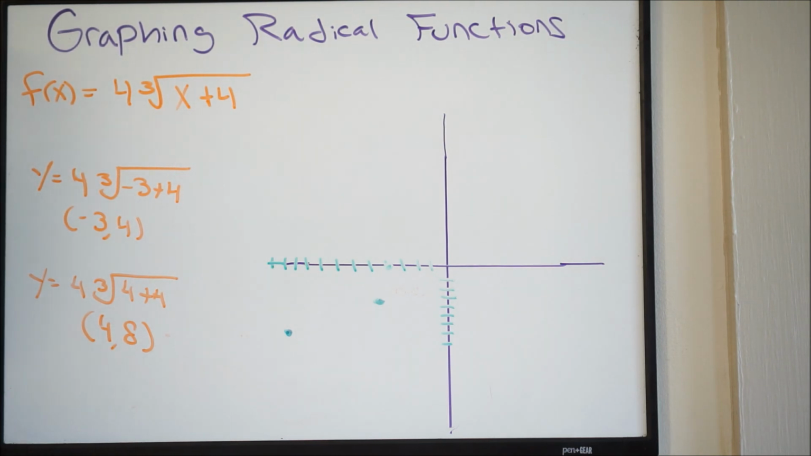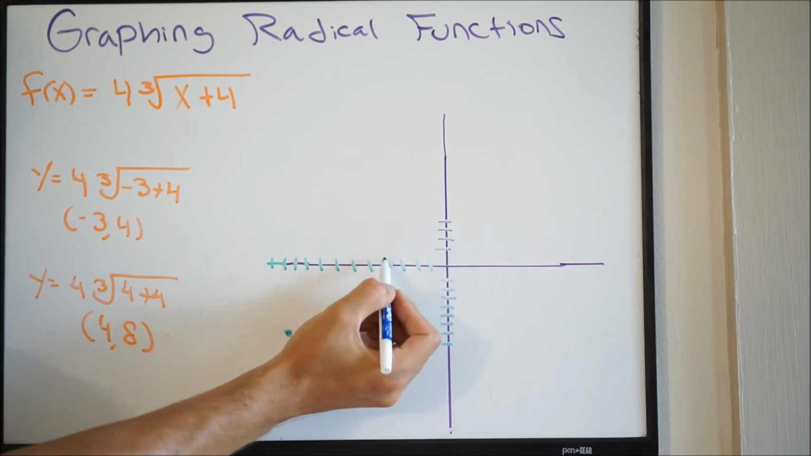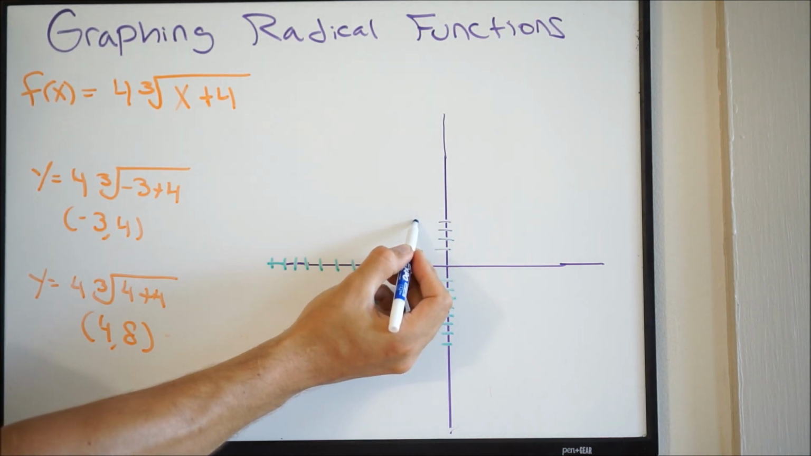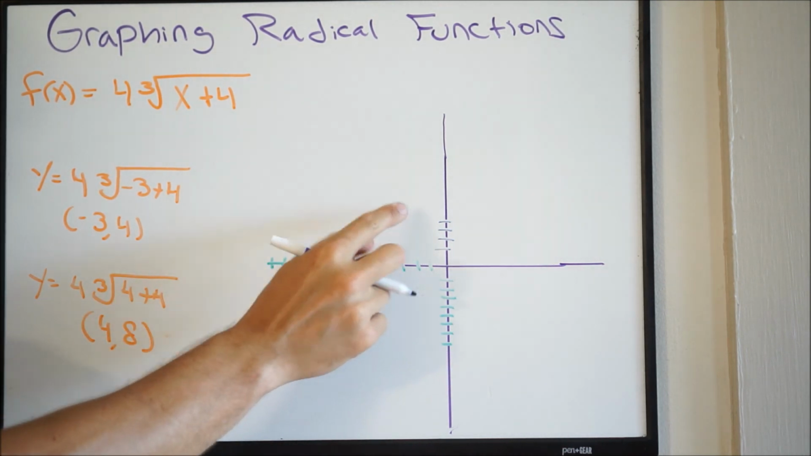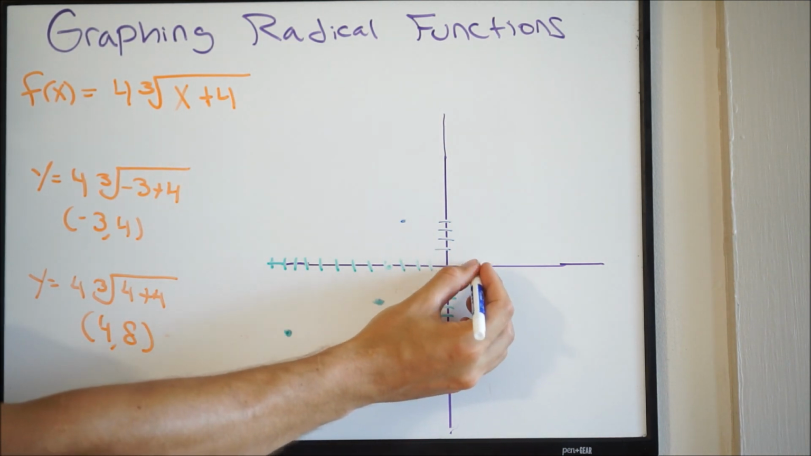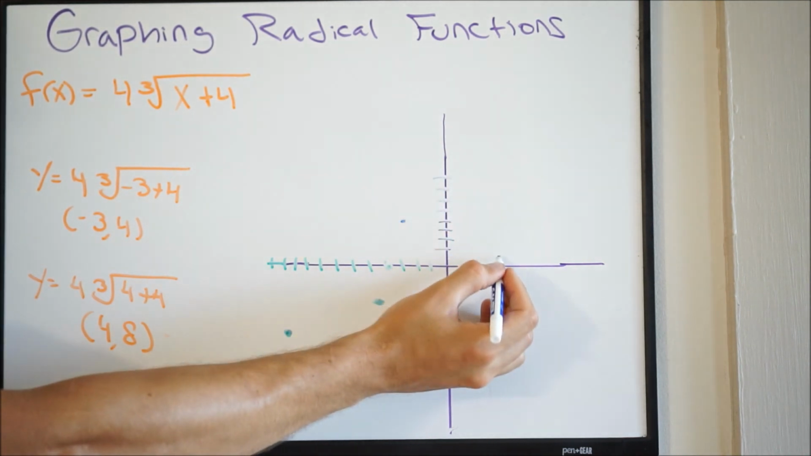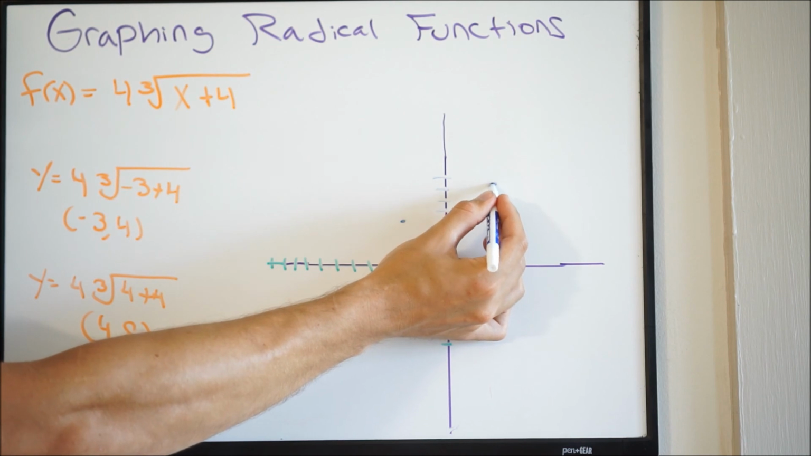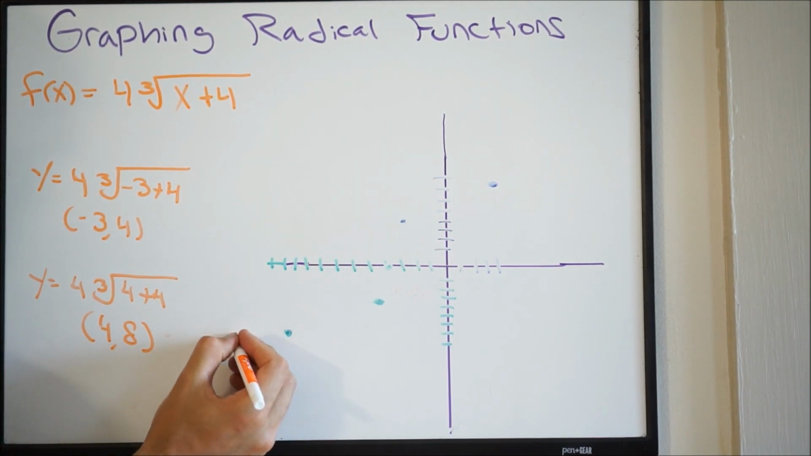So let's go ahead and make these last points. So negative 3, then up 4. So we're going over negative 3 right here, then up 4. And then we want to go ahead and do over 4, then up 8. So 1, 2, 3, 4, then we want to go up 8. 1, 2, 3, 4, so that's going to be 8. And that puts us right about here. Okay, so at this point, all we have to do is go ahead and connect our points, and our graph will be done. So here we go.